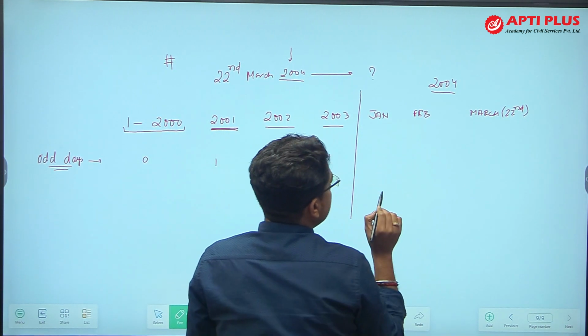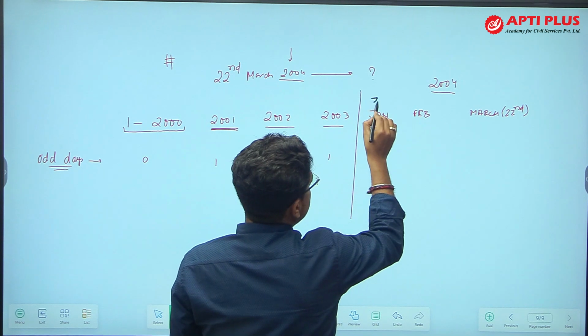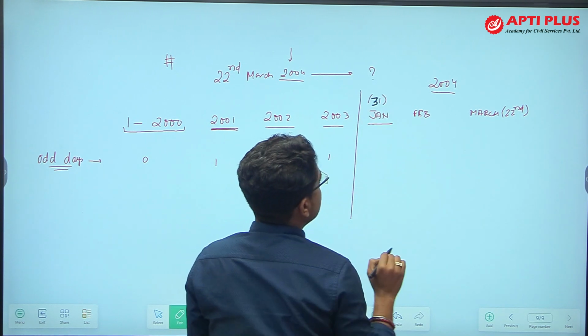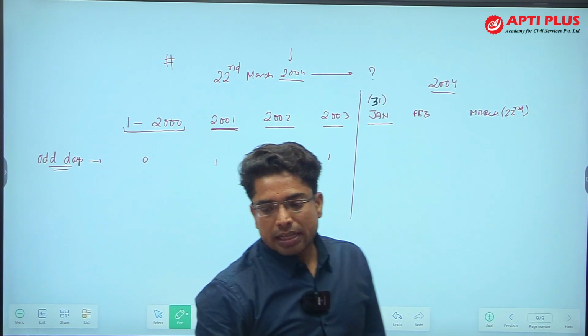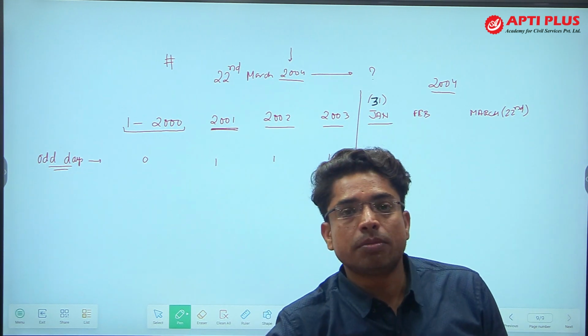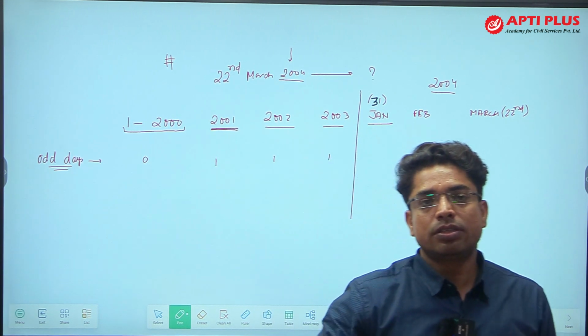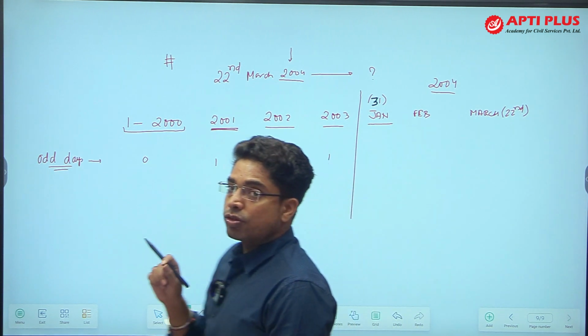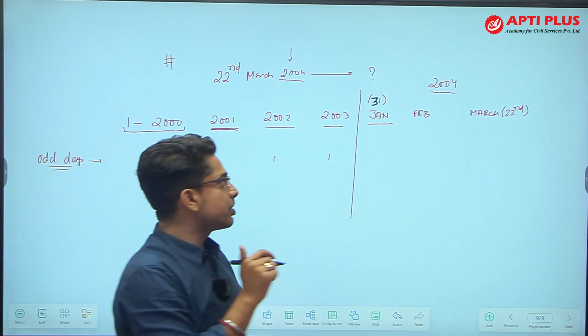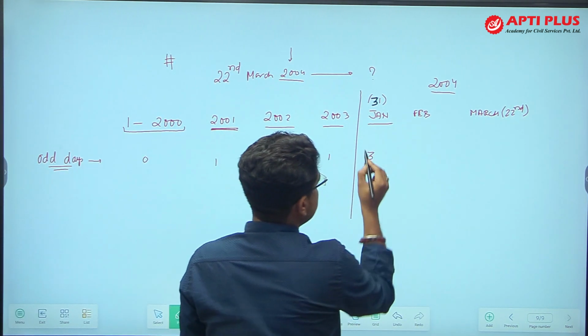Now coming to 2004, month wise, see how many days January has. So January has 31 days. In 31 days, the total number of odd days are going to be what? In 31 days, 7 4s are 28, 4 weeks plus 3 extra days. So I can say 3 odd days.